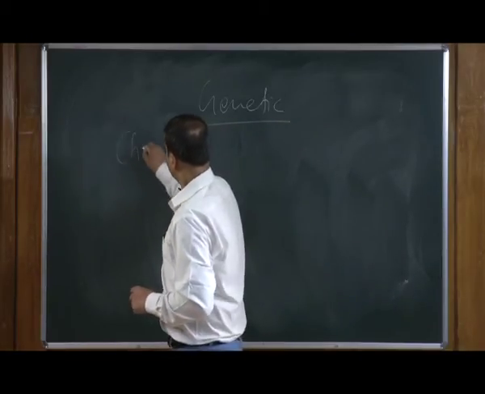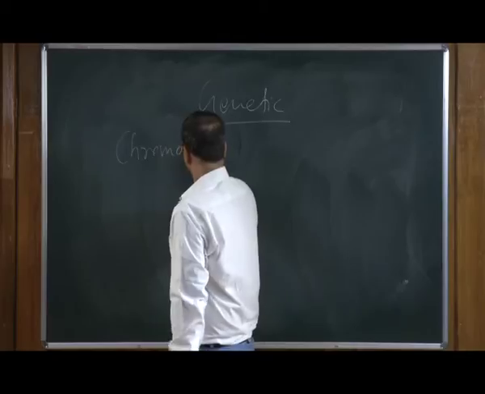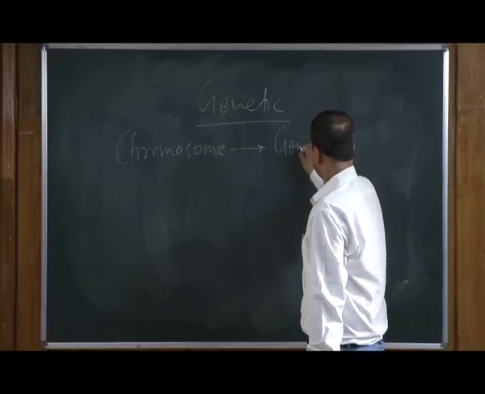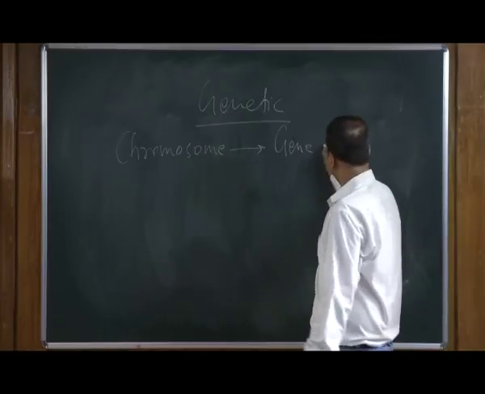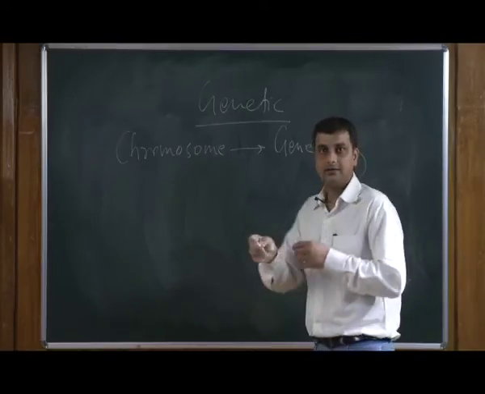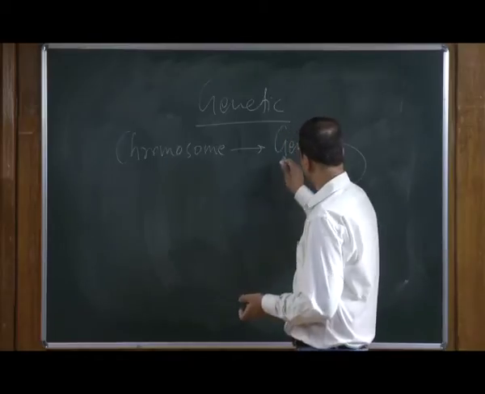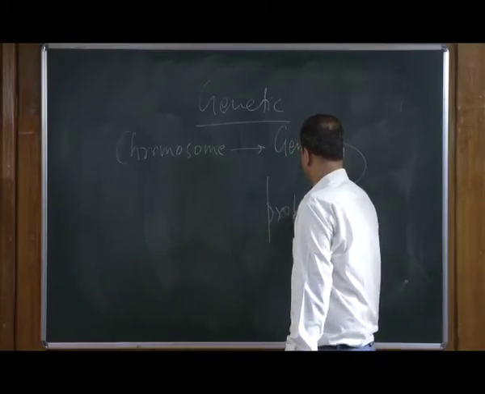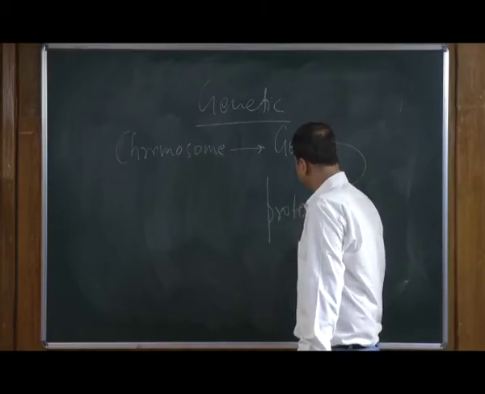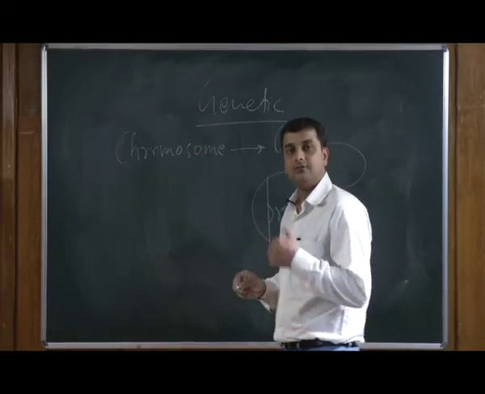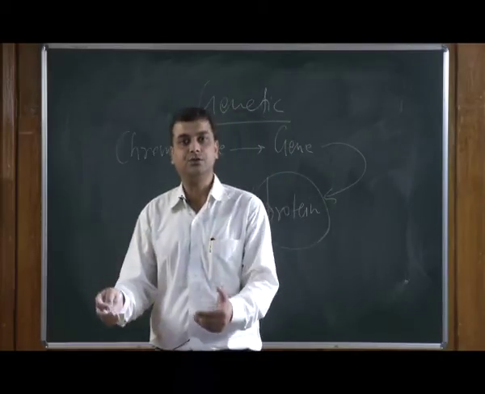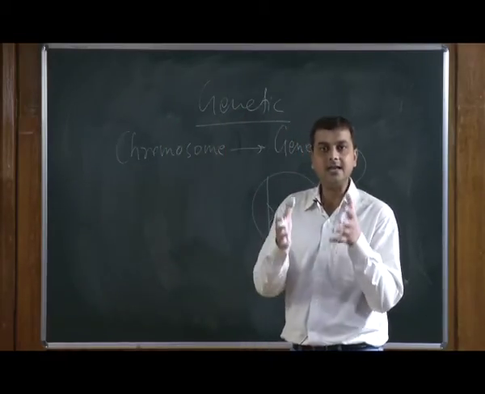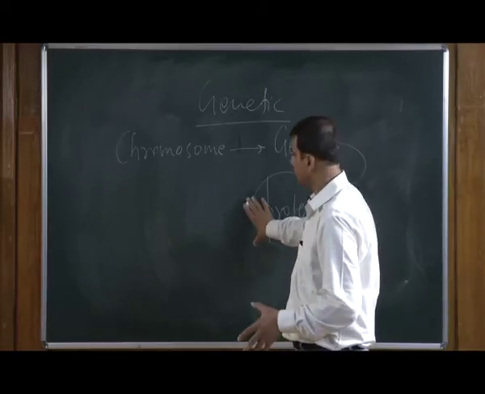So, suppose we have chromosomes, and in a chromosome we have a gene, and this gene is basically made up of DNA, and this gene is going to form a protein. This protein is actually giving functionality to an individual. We can't do any phenomena or any kind of activity without the production of protein.